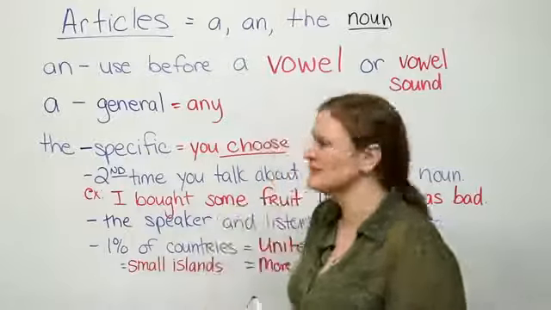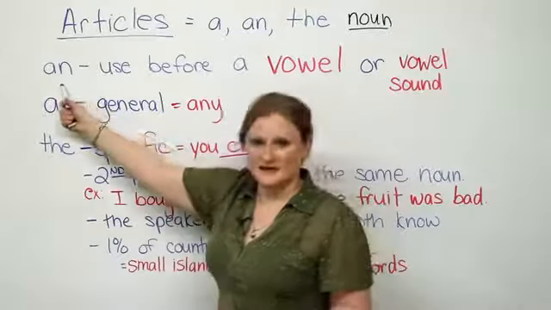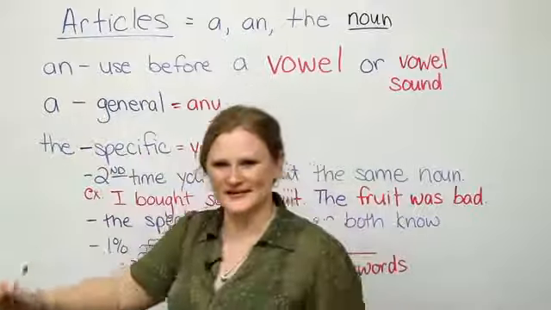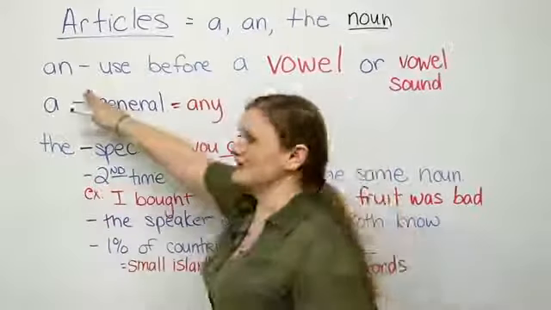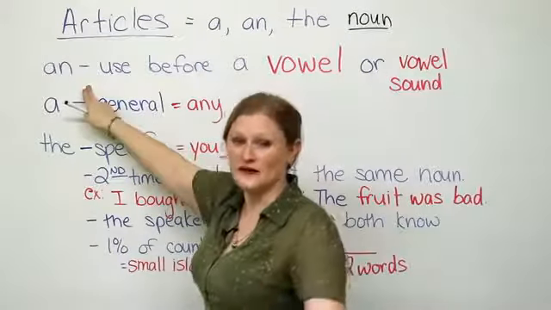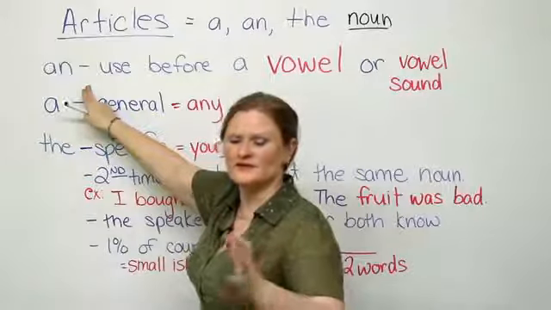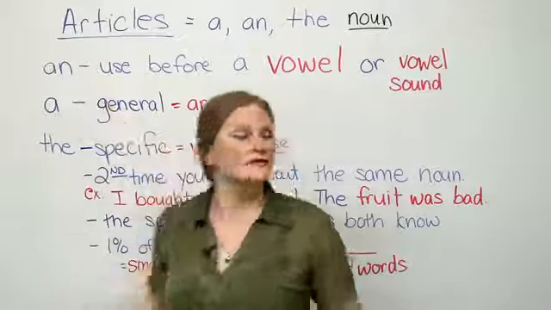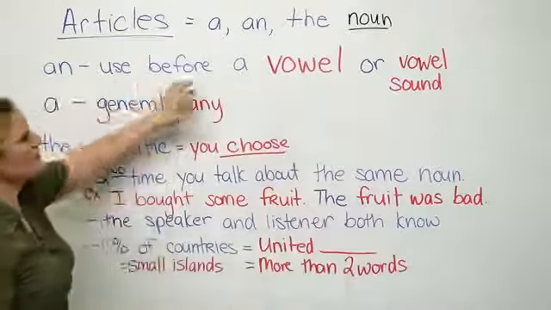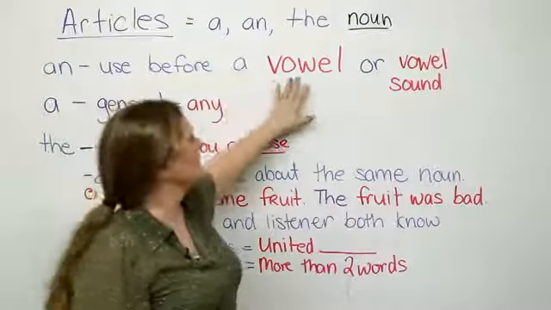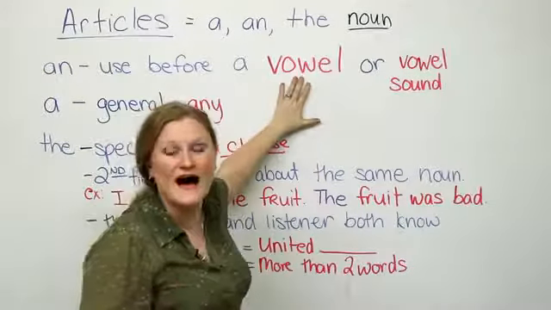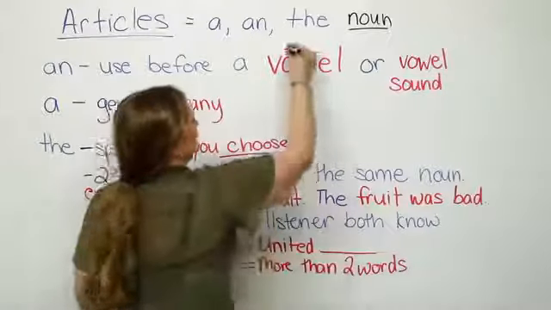I'll help you, don't worry. The first one is an. An's easy. It's the easiest. We'll do this one first. An is used with a singular noun, it's an article, and we use it before a noun that starts with a vowel.